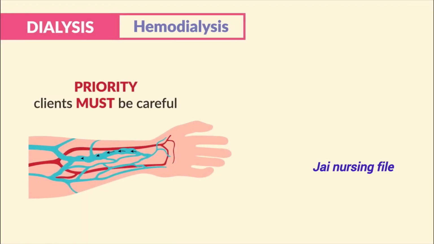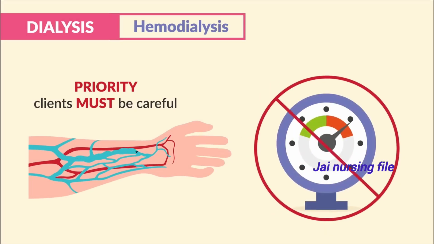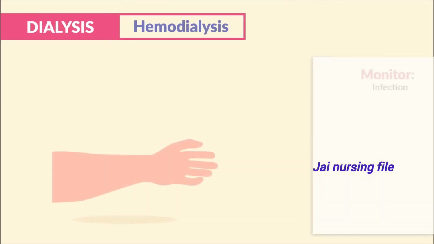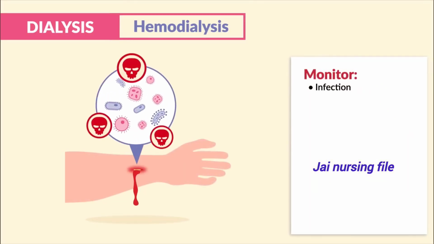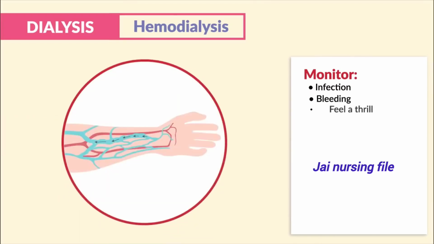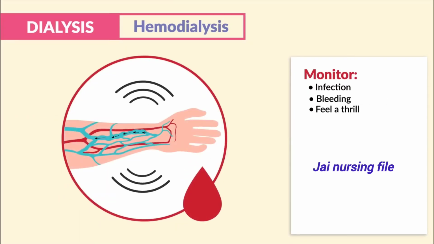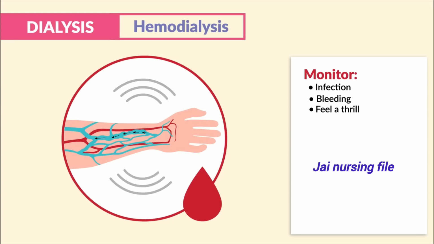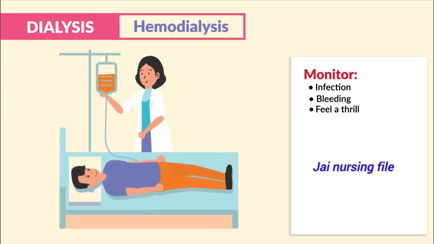Now, another priority here is that clients must be careful with new shunts as they heal. So we have to avoid all pressure and monitor for key terms, infection, that warm red or drainage at the shunt site, bleeding, as well as, big one here, write this down, feel a thrill, feel that vibration. This means blood flow is adequate. So teach clients to check this every single day, a few times a day.